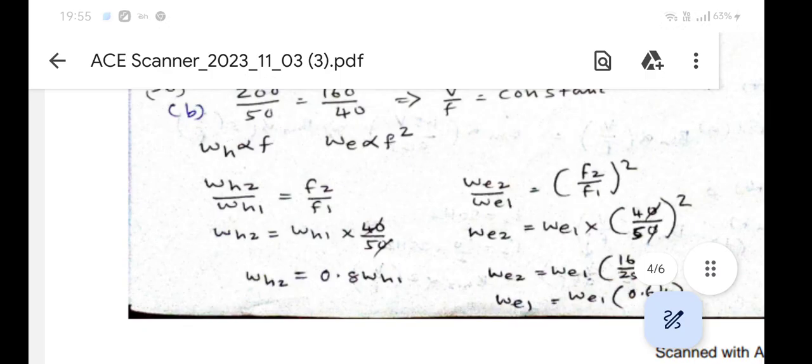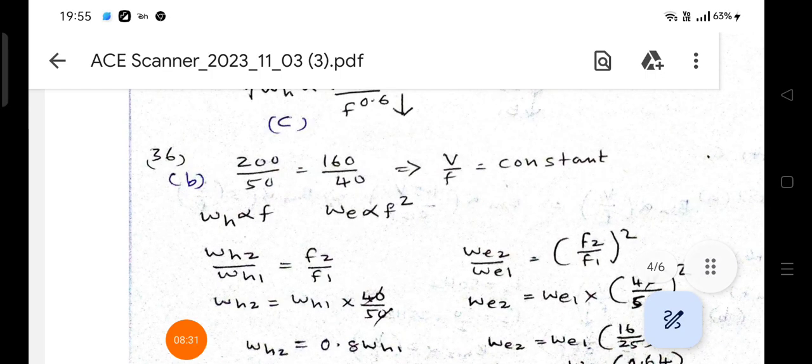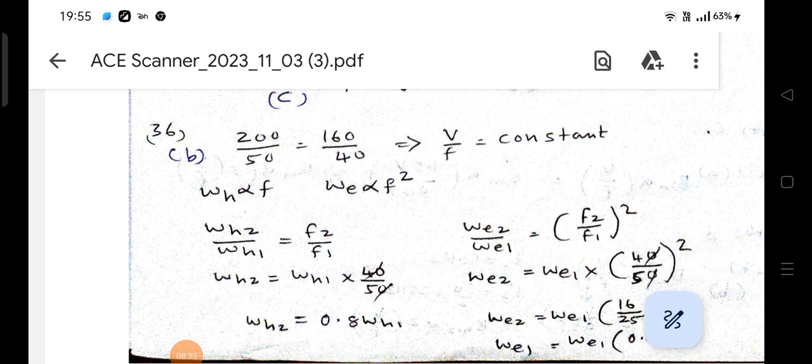V by F here is 200 by 50. Next case, 160 volts, 40 Hz, right? That is also 4 only. That means here V by F ratio is constant. When V by F ratio is constant, hysteresis losses are directly proportional to frequency, and eddy current losses are directly proportional to supply frequency square.